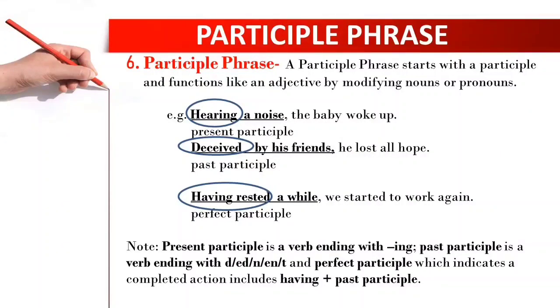Please note, present participle is a verb ending with ing. Past participle is a verb ending with d, ed, n, en, t. And perfect participle, which indicates a completed action, includes having plus past participle.